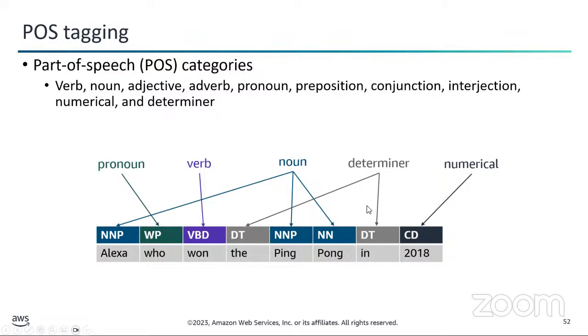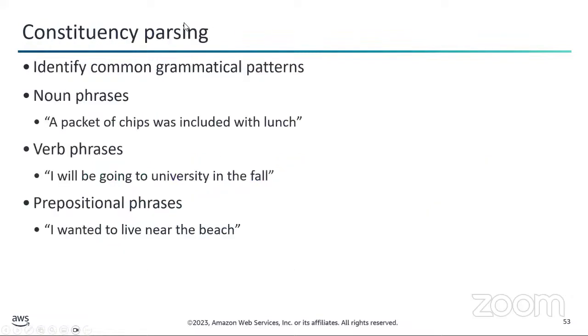Okay. So for example, 2018 is numerical, right? And the determiner creates the relationship. The and the in, these are determining the relationship. That's why they are called determiner. Then it does the constituency parsing. Identify the common grammatical patterns, noun phrases, verb phrases, prepositional phrases, and so on and so forth.